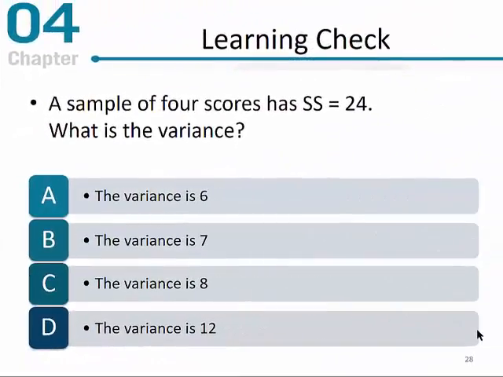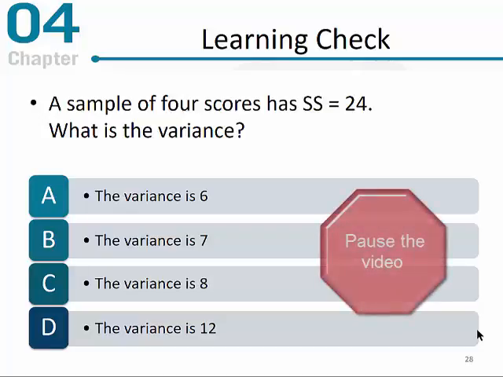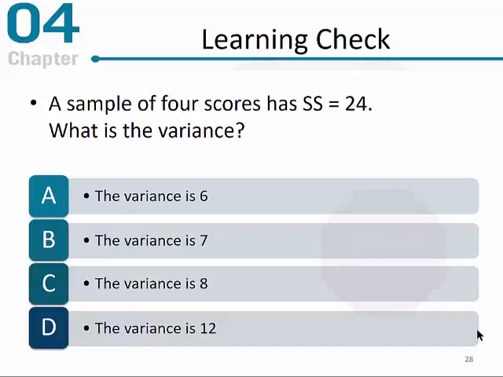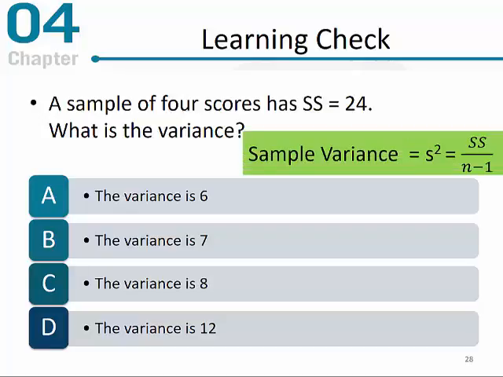Let's do another practice problem. A sample of 4 scores has the sum of square of 24. What is the variance? We know that we have n equals 4, and we know that the sum of square is 24, and it's asking for the variance, so write down the variance formula, which is the sum of square over n minus 1. So now we just plug in the values, and you see that the result is 8. So C is the correct answer.